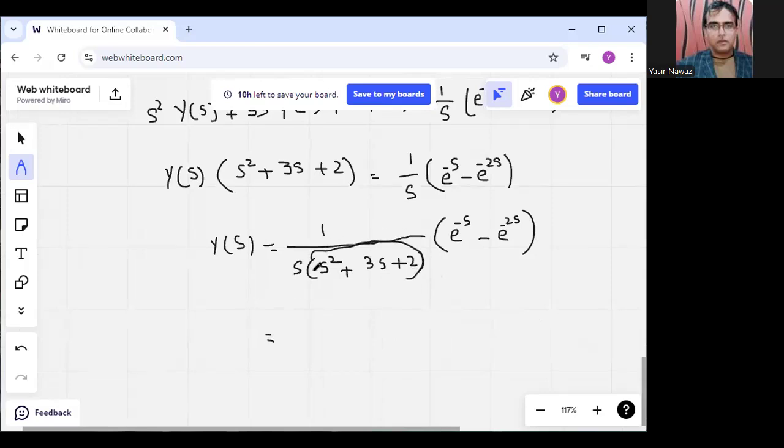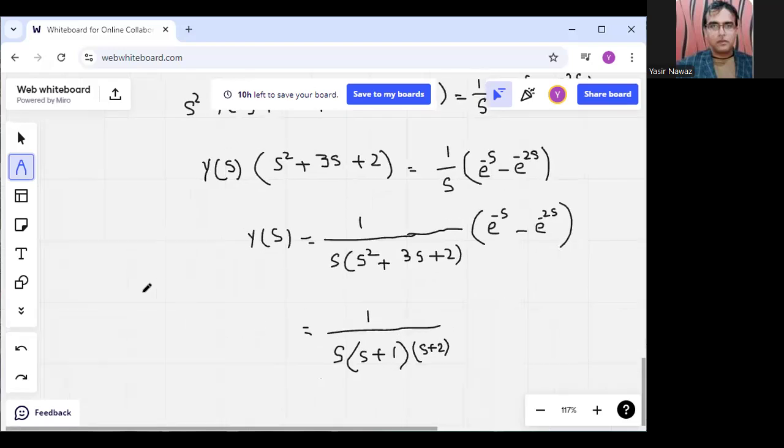Here this thing can be factorized, and the factors would be found using the middle term split, so that the factors are s plus 1 and s plus 2. When you multiply 1 with 2, you will get 2. So 2 into s and s into 1 would be s, so 2 plus 1 would be 3, so 3s, and then s into s is s square. If you cannot write the direct factors, you can factorize it in some other place, and when you factorize it, you will get these two factors.